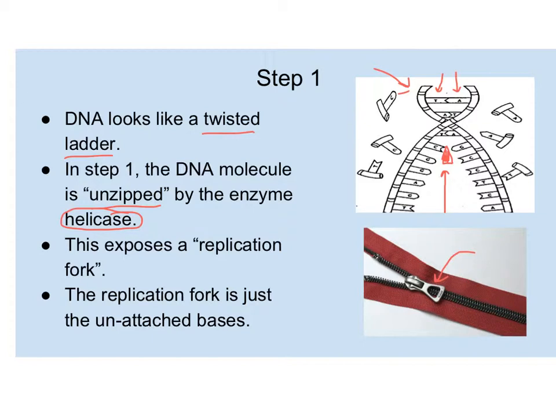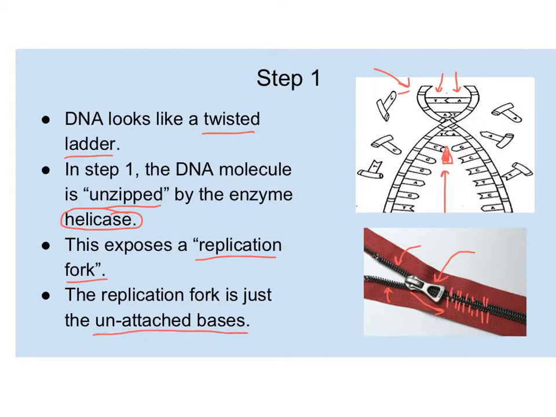So these would be like little nitrogen bases that are still bonded together. But once this little handle of the zipper reaches them, it's going to unzip them. It's going to separate them just like this. And that's what makes what's called a replication fork. And all the replication fork is just unattached bases.